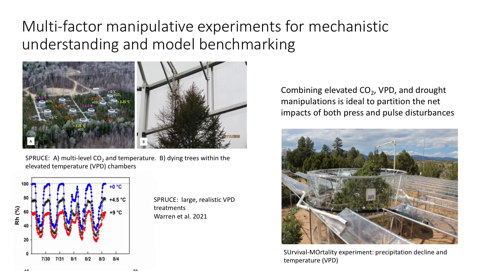So how do we move forward with manipulative experiments to understand and test our hypotheses regarding the net impacts of rising CO2 and VPD? Well, I believe the spruce experiment is actually ideal for this. And the reason why is because of the manipulated CO2 concentrations with and without elevated VPD impacts. The figure on the lower left shows that as temperature treatments rise, so does VPD.